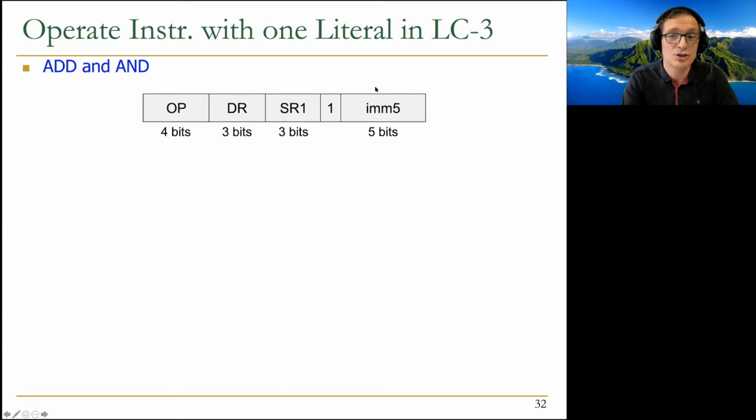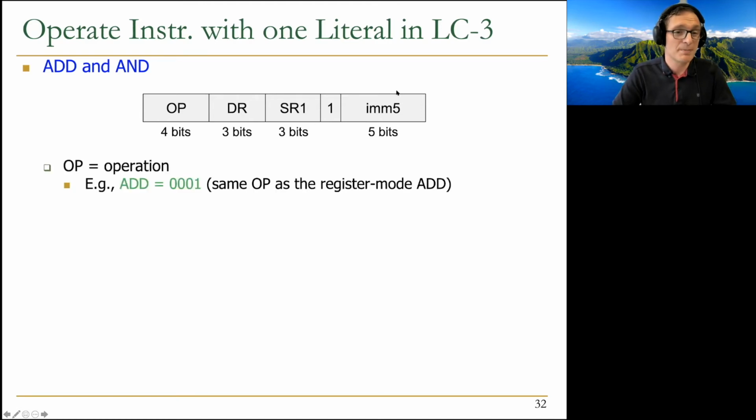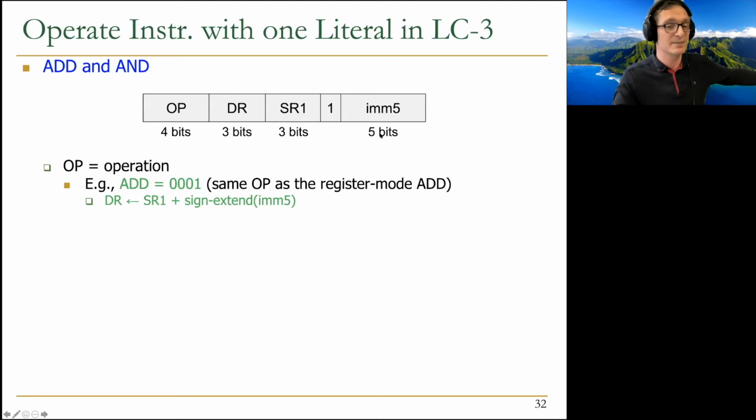If it's 0, it should be interpreted as a register, as we have seen earlier. Okay, so op is operation, add is 0001. And if op is 0001 and this bit is 1, what this instruction semantically specifies is that the value in source register 1 should be added to immediate 5, sign extended to 16 bits, meaning if this is a positive value, it should be positive. If it's a negative value, it should be negative. That's what sign extension means. You take a 5-bit value and extend it to a 16-bit value, preserving the sign of the value. And you add those two values and store the result in the destination register.